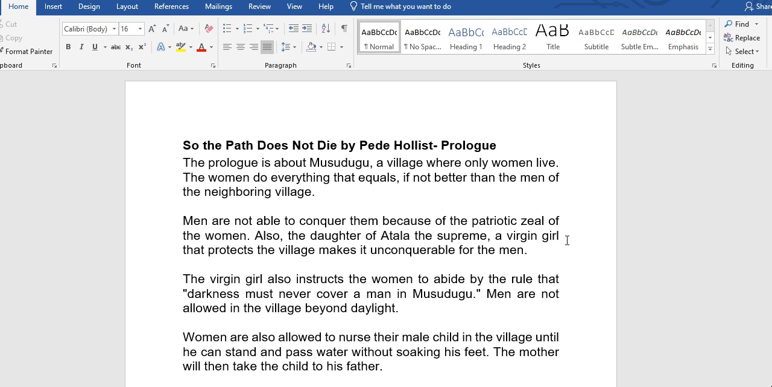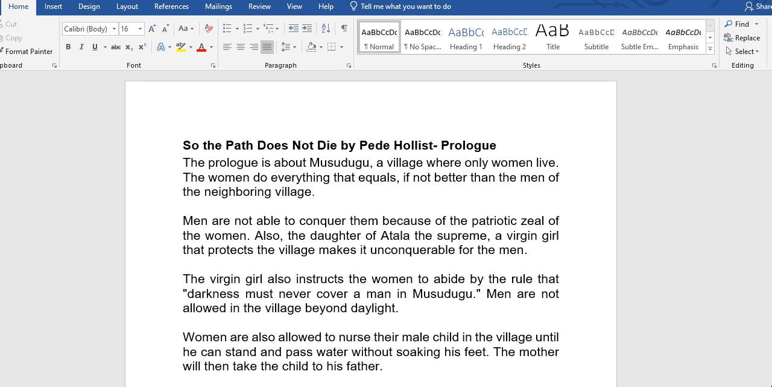So the Path Does Not Die by Pede Hollist. Prologue. The prologue is about Musudugu, a village where only women live. The women do everything that equals, if not better than the men of the neighboring village.